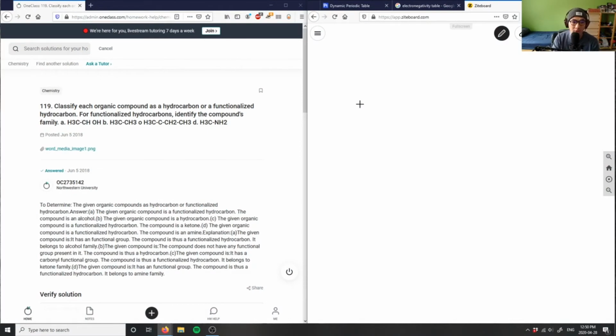Classify each organic compound as hydrocarbon or functionalized hydrocarbon. For functionalized hydrocarbons, identify the compound's family. So let me draw this out here. So I have H3C bond CH, I have CH bond OH.